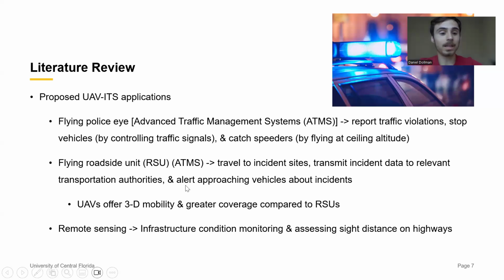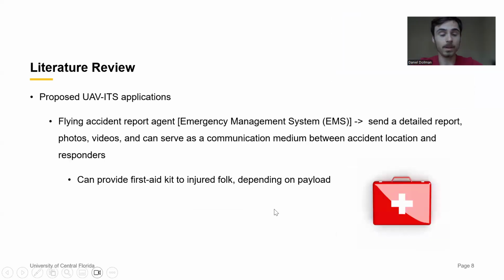And then another application is remote sensing, which entails infrastructure condition monitoring and assessing sight distance on highways for the purpose of safety. Then for another ITS system, emergency management systems, UAVs can come into play as a flying accident report agent. They can send a detailed report, they can take photos and video, and they can serve as a communication medium between the accident location and responders. And depending on their payload, they may provide a first aid kit to injured people.